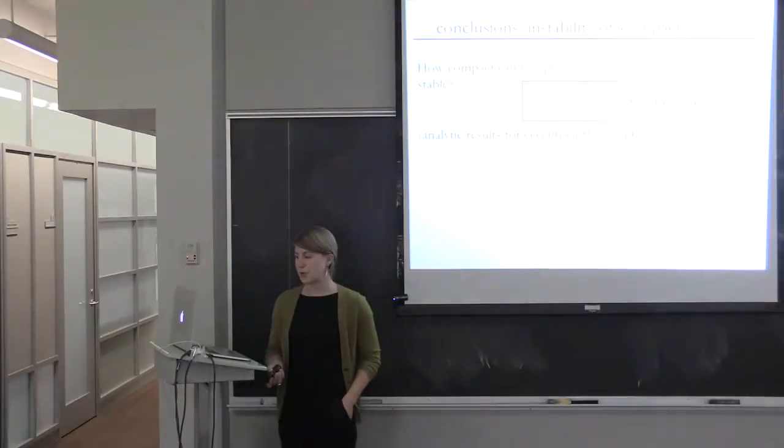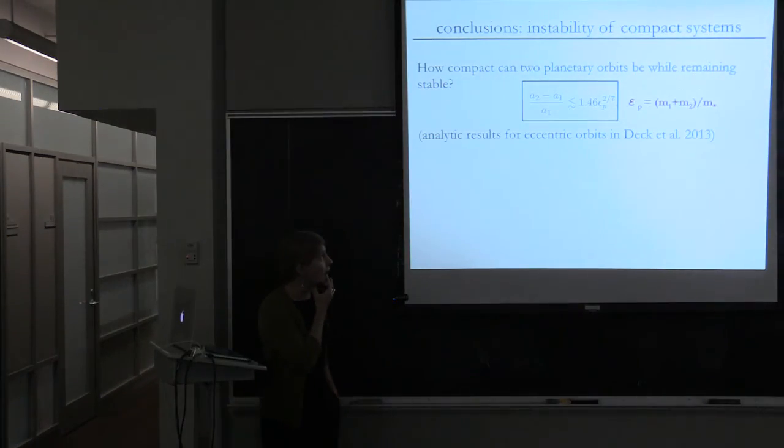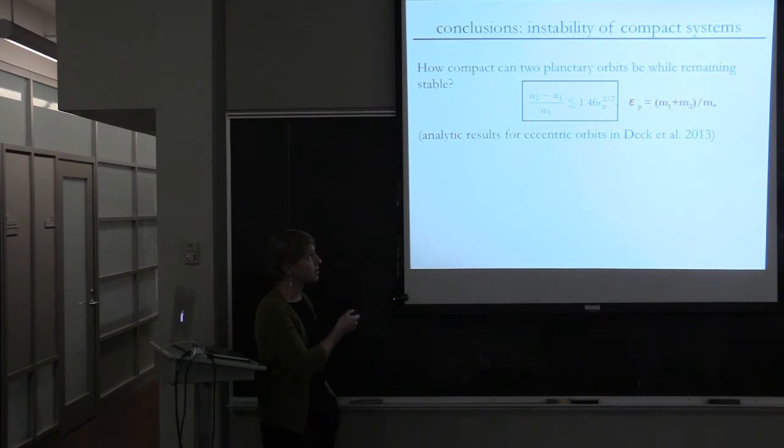So to conclude, and I'm sorry I had to skip the details, the question that we wanted to address was how compact you can make 2 planet orbits while remaining long-lived. And the answer that we came up with is that you couldn't squeeze 2 planets closer than this criterion. And this was the result for initially circular orbits, and for the eccentric case, I refer you to our paper. What's that star? Yeah, that's the mass of the star. And then M1 and M2 are the masses of the 2 planets.